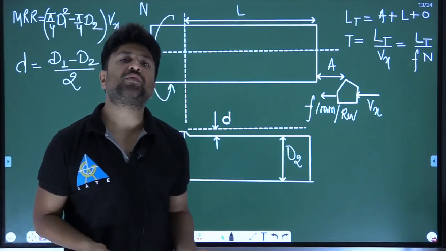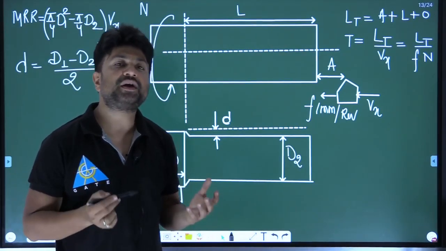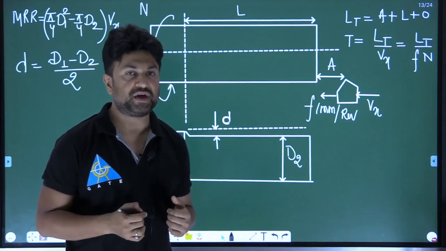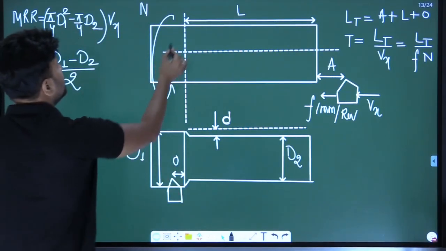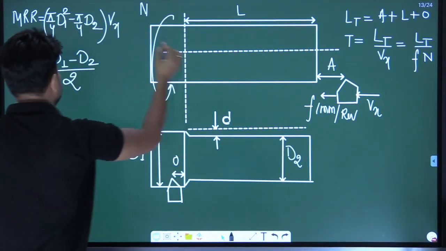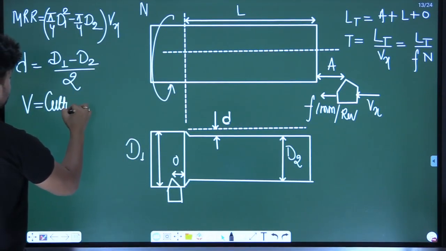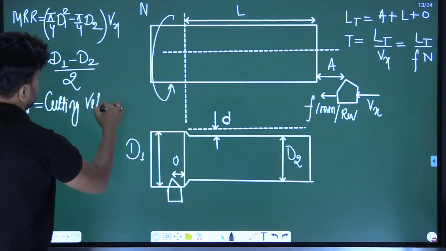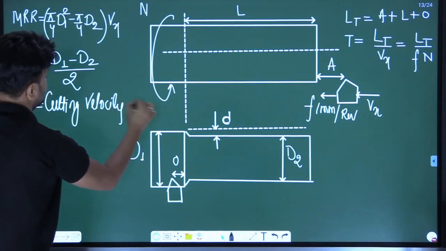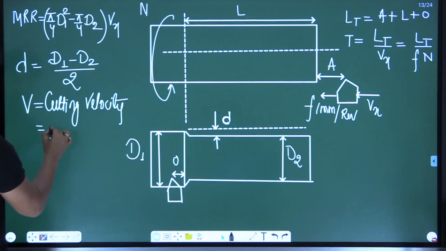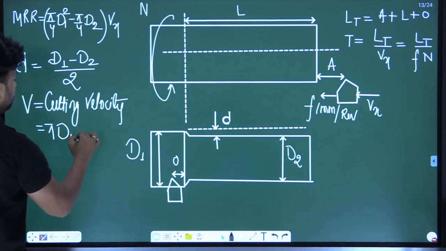So generally these formulas are useful in your machining time calculation. And you also know, if the workpiece is rotating with RPM N, then what will be the cutting velocity? V is the cutting velocity. Remember in theory of metal cutting, cutting velocity. So it is pi D1 N.